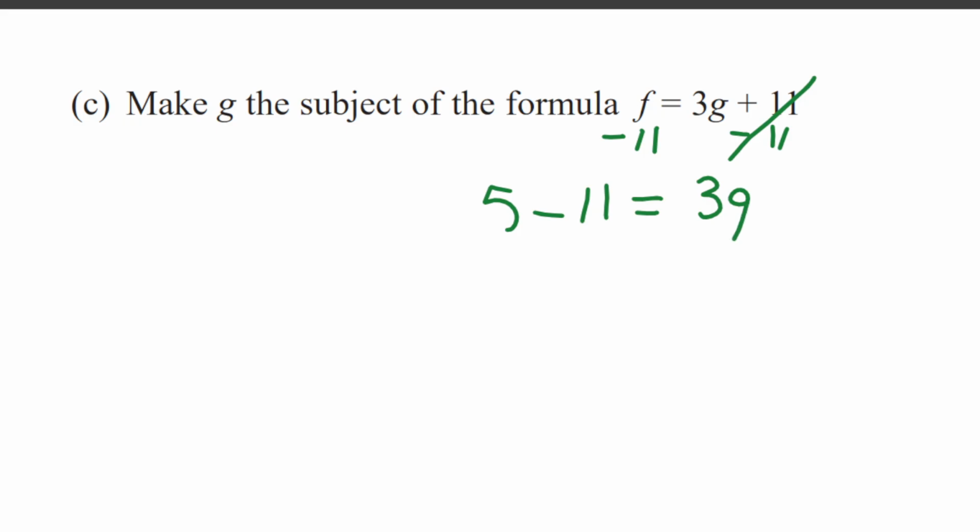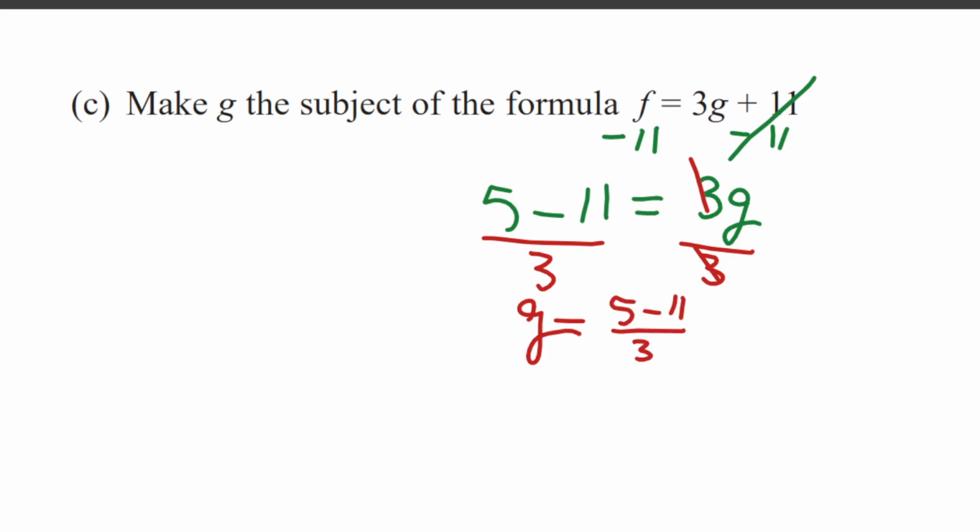We don't want to see this 3 here. So let's get rid of it by dividing by 3 here and dividing all that by 3. This will cancel. So you will end up having g equals 5 minus 11 divided by 3. And that's your full mark.